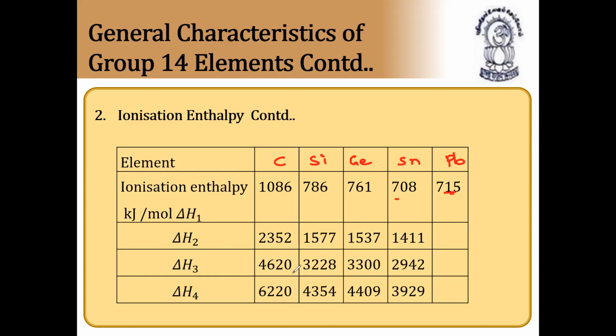Next, the third ionization enthalpy, these are the values. Fourth ionization enthalpy, these are the values. So the order of ionization enthalpy is carbon greater than silicon, greater than germanium, greater than lead, greater than tin. So this order is very, very important. Please make a note.